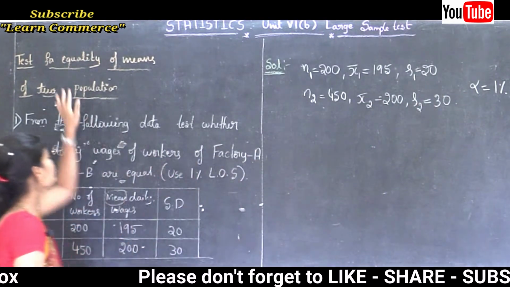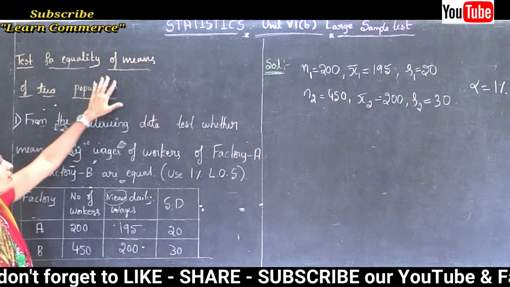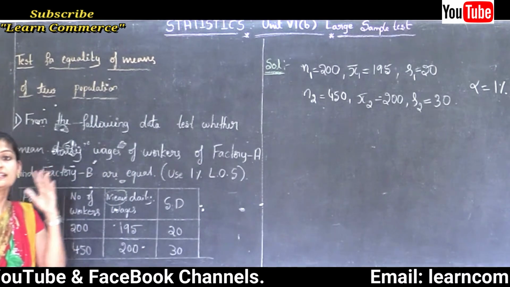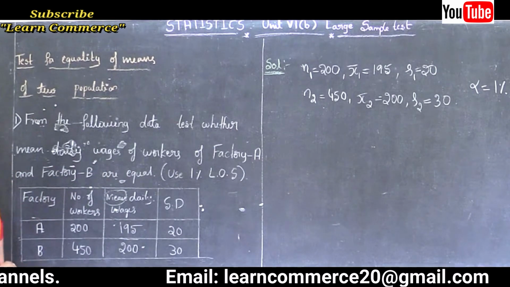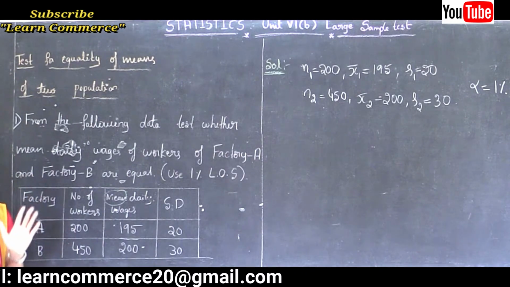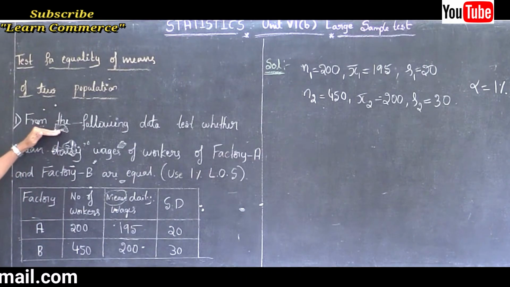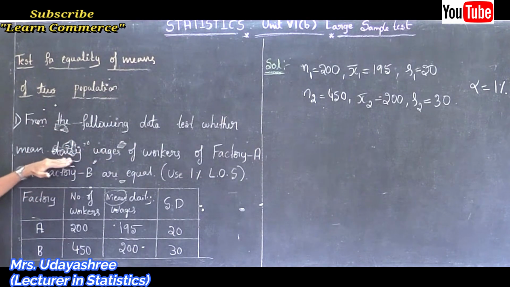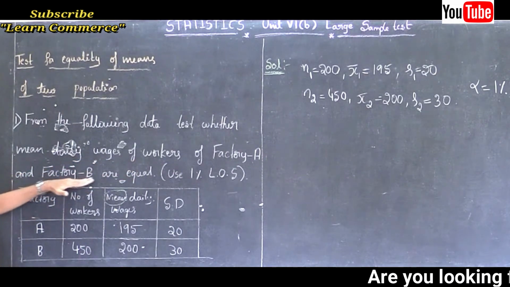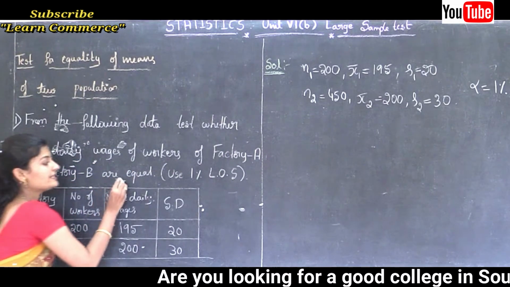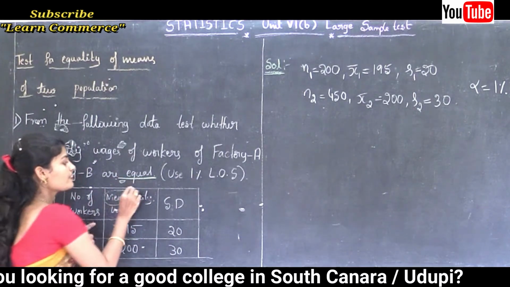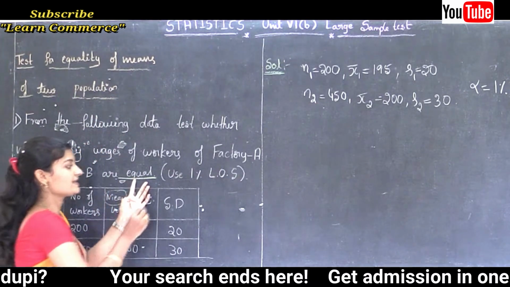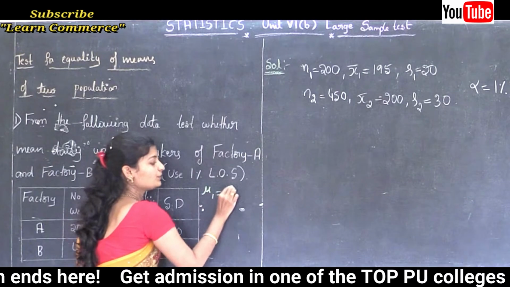Here two sets of observations are given, so this is a test for equality of means of two populations. In the previous section we discussed the test for population mean, because in that only one set of observations was given. Now, what is H0 and what is H1? From the following data, test whether mean daily wages of workers of factory A and factory B are equal. See the word equal. Equal means here two population means, mu1 and mu2, so mu1 is equal to mu2.